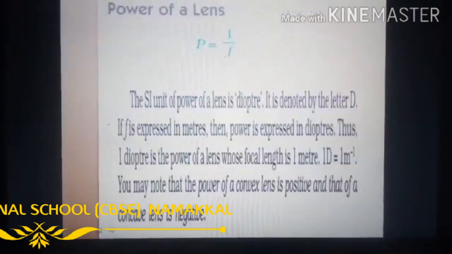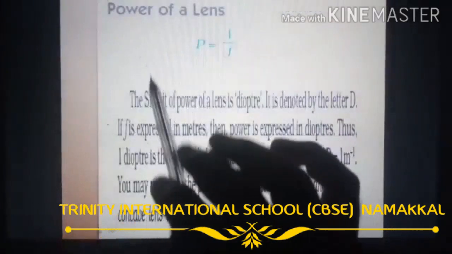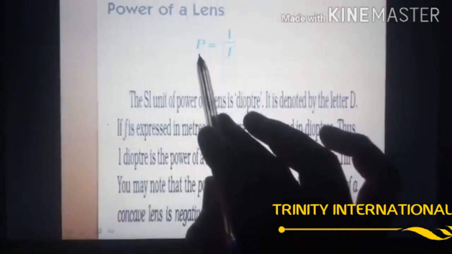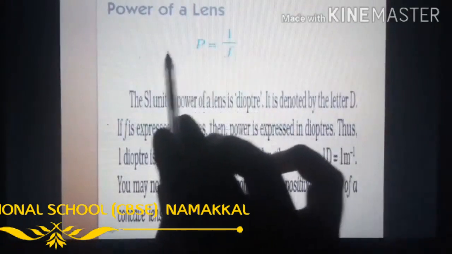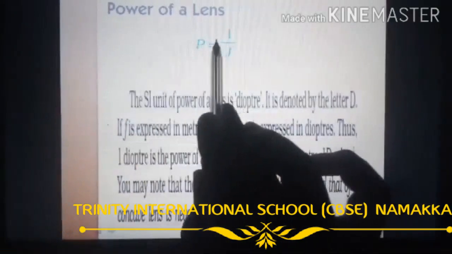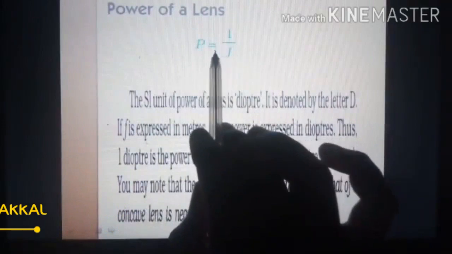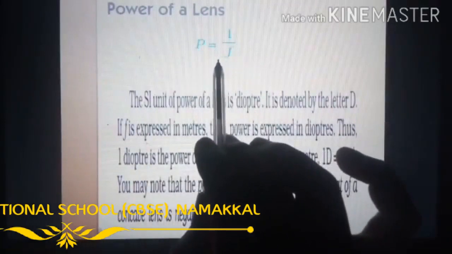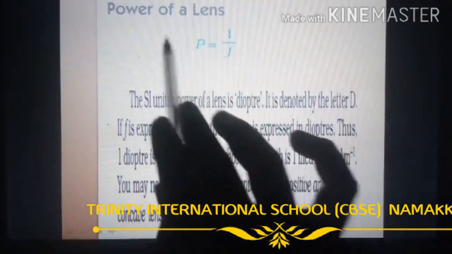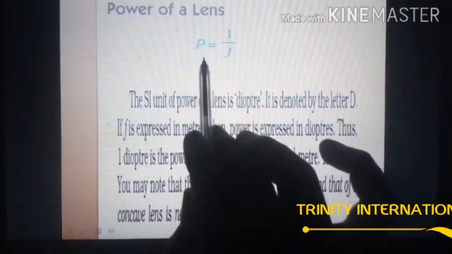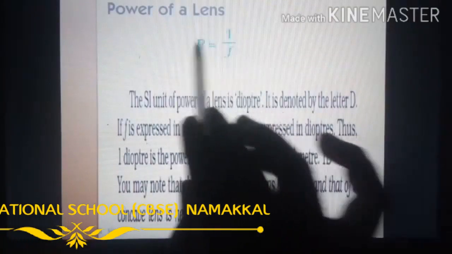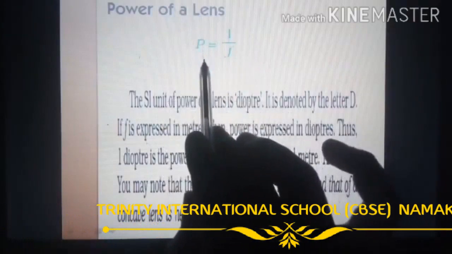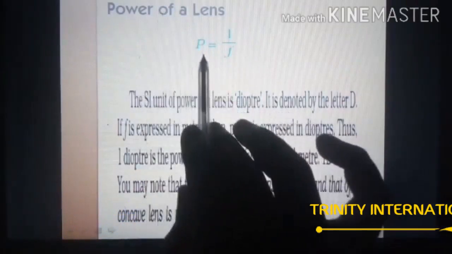Next, power of the lens. Power of the lens means how much a light ray can be diverged or converged by the lens. So the degree of convergence or degree of divergence of the lens is called the power of the lens. A convex lens converges the light rays, so the degree of convergence of the convex lens is measured in terms of the power of the lens. The same for a concave lens, the degree of divergence can be measured in terms of the power of the lens P.